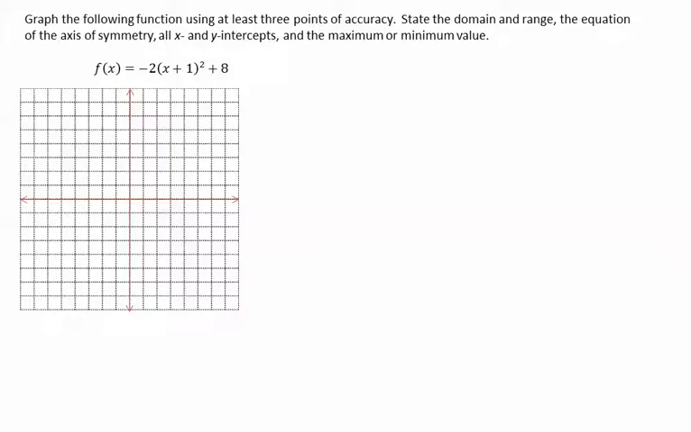Graph the following function using at least 3 points of accuracy. State the domain and range, the equation of the axis of symmetry, all x and y intercepts, and the maximum or minimum value.